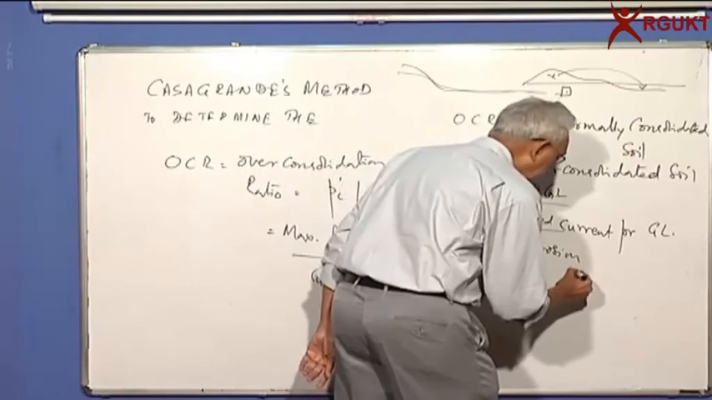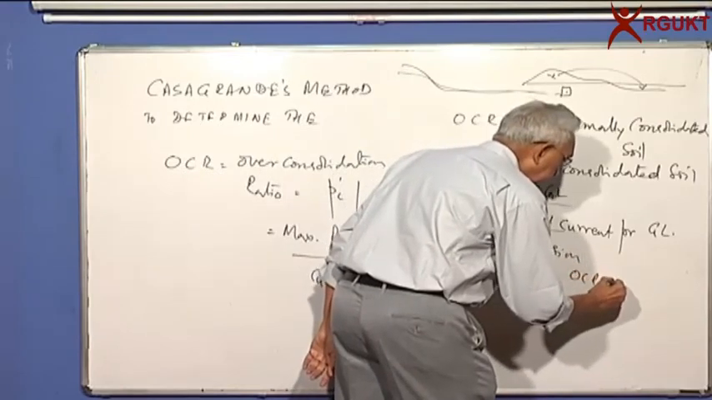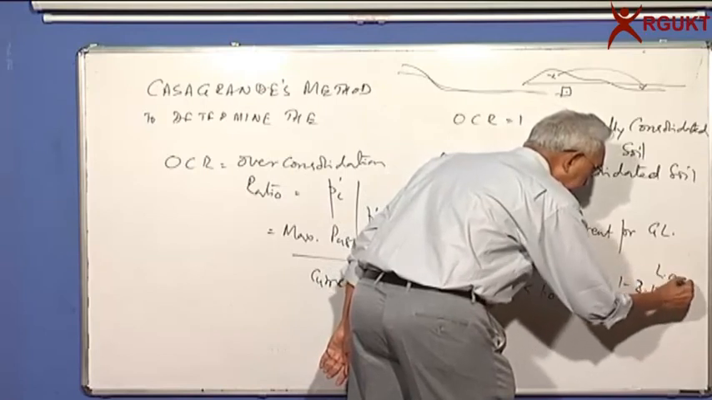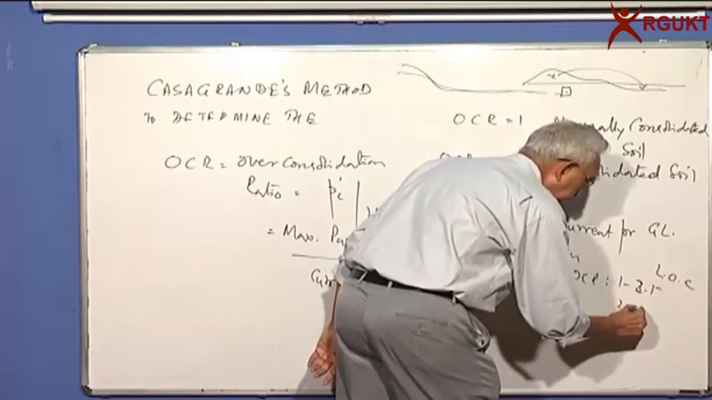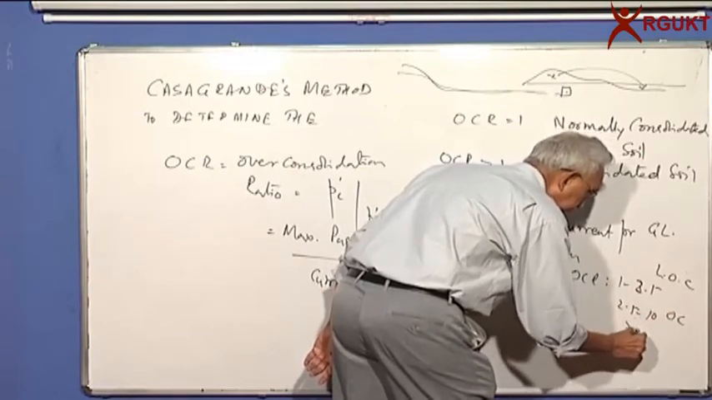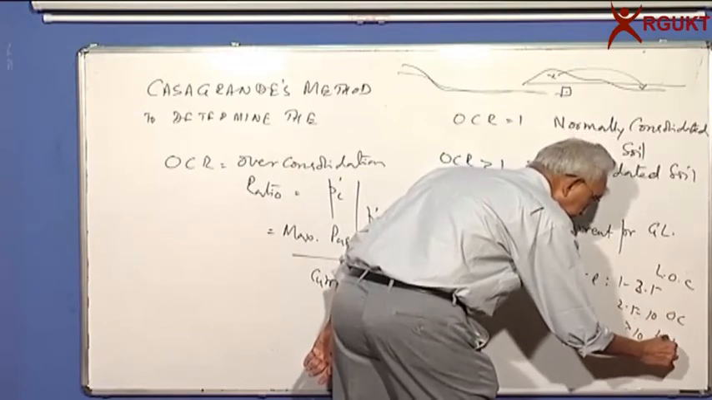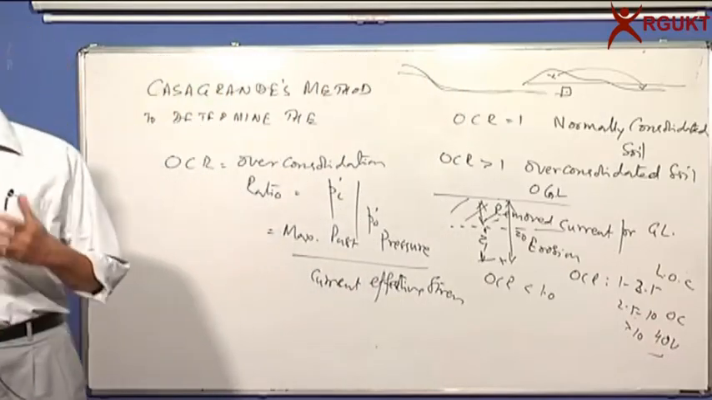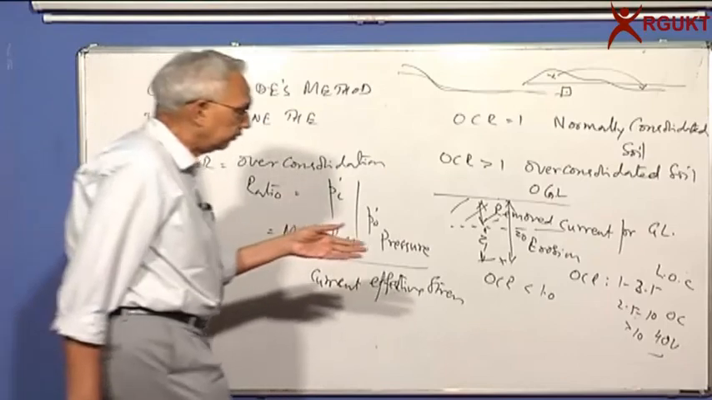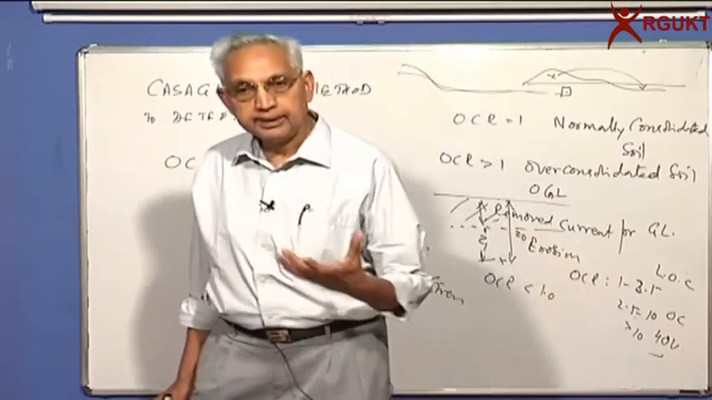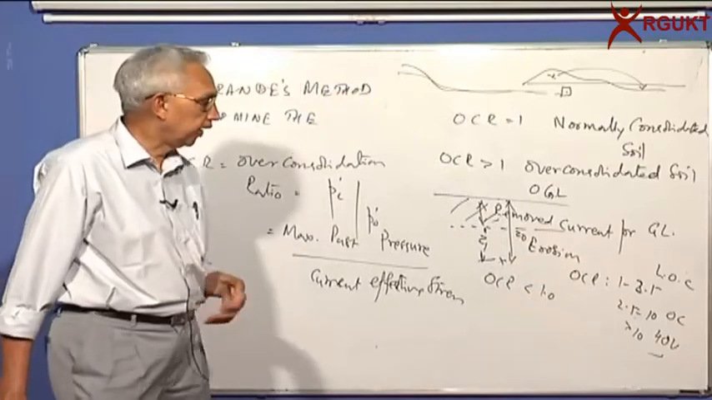Suppose I have OCR of something like 1 to 3 or 2.5, we call it lightly overconsolidated. 2.5 to 10 is overconsolidated. More than 10 is heavily overconsolidated. You find these heavily overconsolidated soils in the Himalayas. In most of our coastal areas, we get only an overconsolidation ratio of something like 1 to 3, 4, etc.